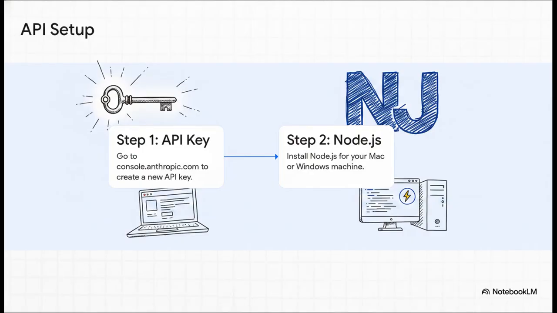To get started with the API, there are 2 quick things you need to do first. Number 1, you need an API key from Anthropic's website. Think of this like a unique password that proves your project has permission to talk to Claude. Second, you need something called Node.js. It's just a really popular environment that lets you run JavaScript, which is the language we'll use, right on your computer, outside of a web browser.